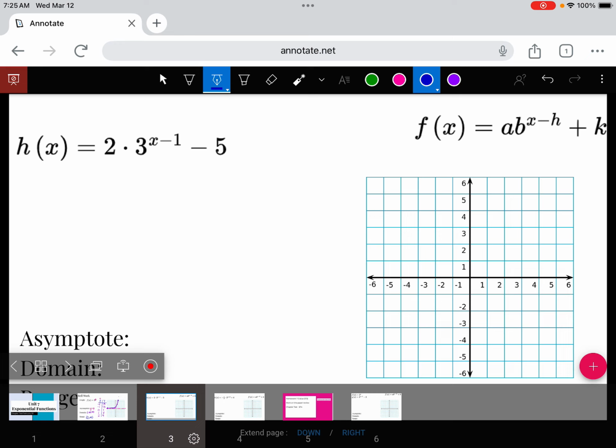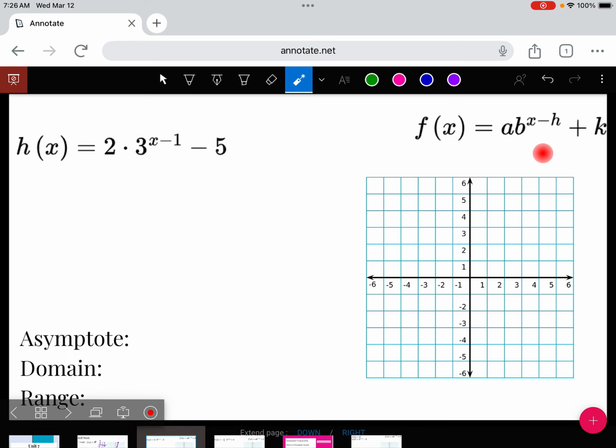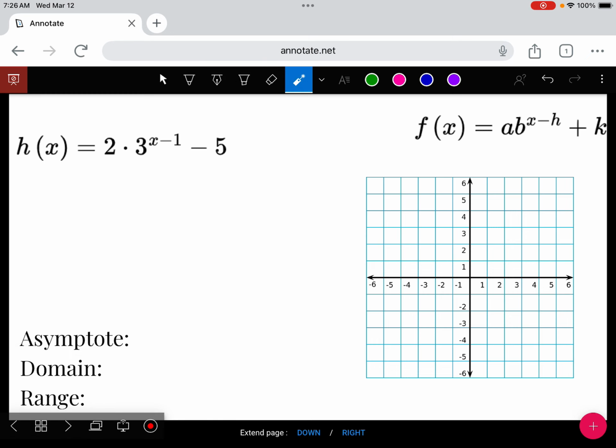So first things first, let's figure out what pieces we have here so we know which parent function we're looking at, because I didn't tell you. So I put up here our transformation form. We will have this for you on the test. It's printed on the paper.